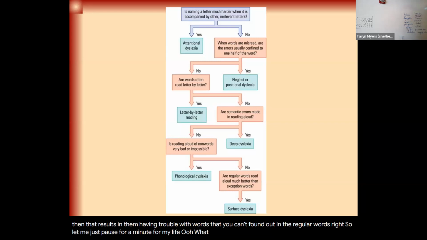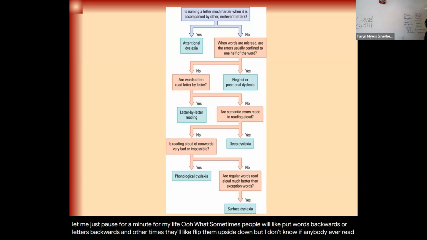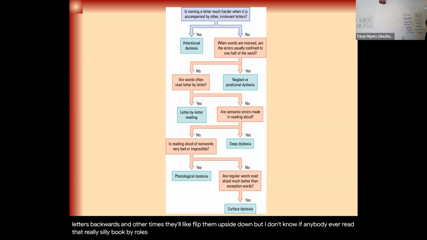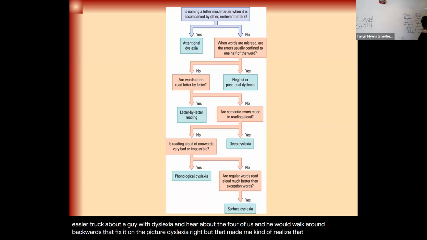Yeah, and sometimes people will put words backwards or letters backwards, and other times they'll flip them upside down, right? I don't know if anybody ever read the really silly book by Roald Dahl, and I know how problematic Roald Dahl is with all the anti-Semitism that people have discovered, right? But there was a book called Esio Trot about a guy with dyslexia, and Esio Trot was tortoise, and he would walk around backwards. That fixed it. I mean, obviously that's gonna fix your dyslexia, right? But that made me realize there were a few different types.